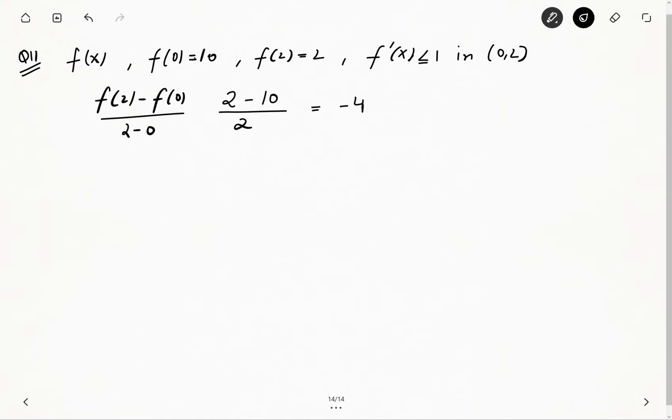Now we ask ourselves, is the slope of the secant line satisfying this condition? Is it less than 1? Yes, it is. So yes, f of x can exist.